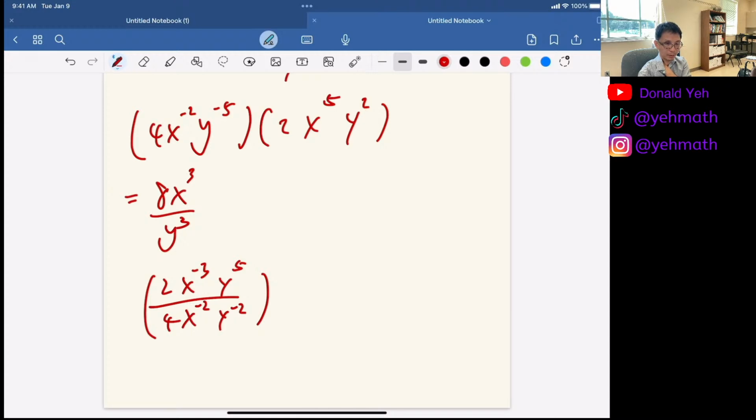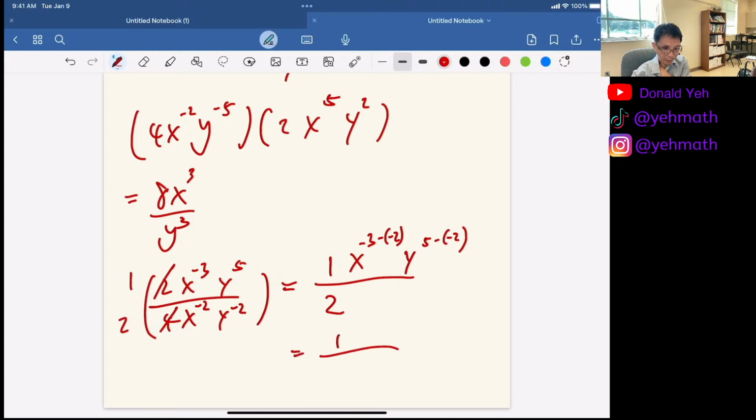Y to the 7. And what? Over 2x. That's good. 2 and 4 simplify, so 1 over 2. I still split up the top, numerator, and bottom. So x to the negative 3 minus negative 2, because top minus bottom. Y to the 5 minus negative 2. Is that okay? So 1 over 2, x to the negative 1, y to the 7. And the x is negative 1, so therefore it is y to the 7 over 2x.